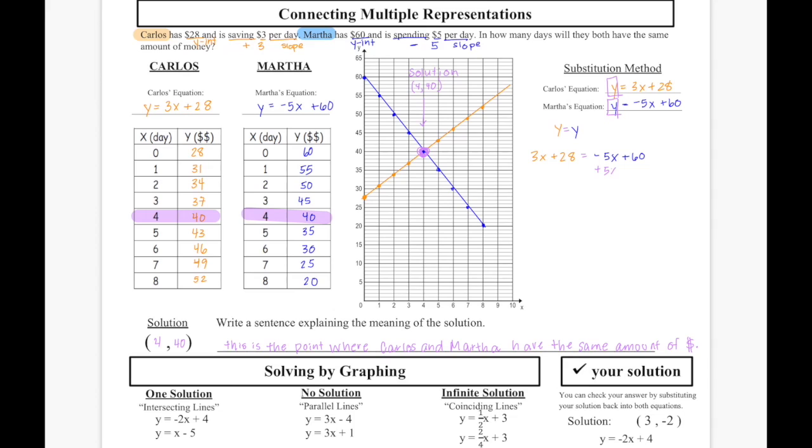So now we're going to solve for x like we normally would. I'm first going to try to get all of the x's on one side and all of the numbers without variables on the other side of the equal sign.